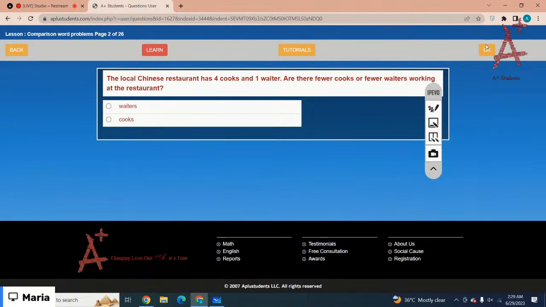The local Chinese restaurant has 8 cooks and 1 waiter. Are there fewer cooks or fewer waiters working at the restaurant? So which one is fewer, cooks or waiter? Which is the correct option? Yes, just 1 waiter. That means the restaurant has fewer waiters. Got it? The second option is the correct one.